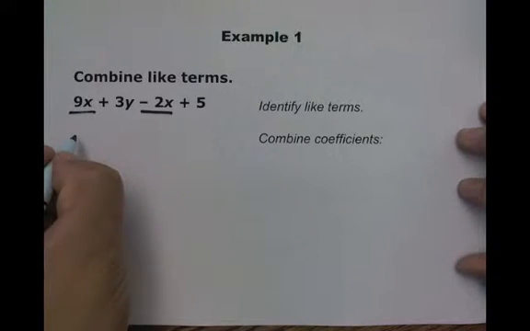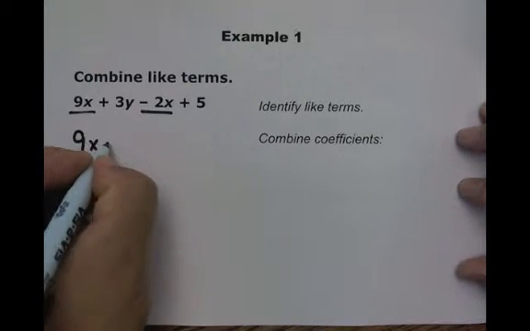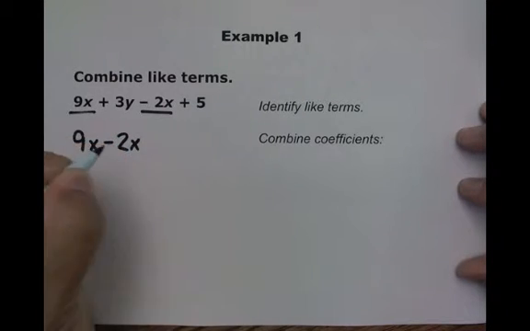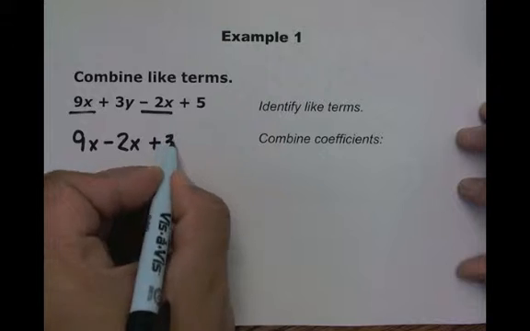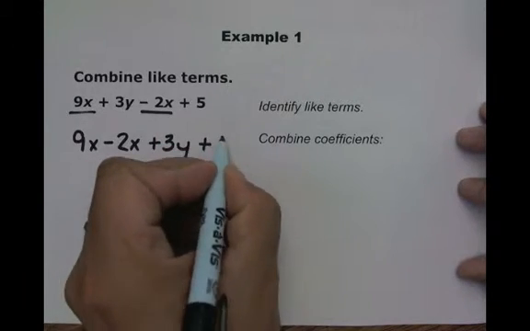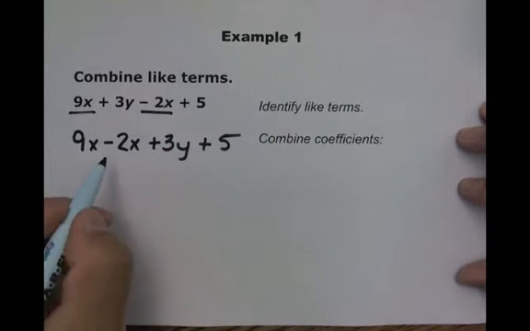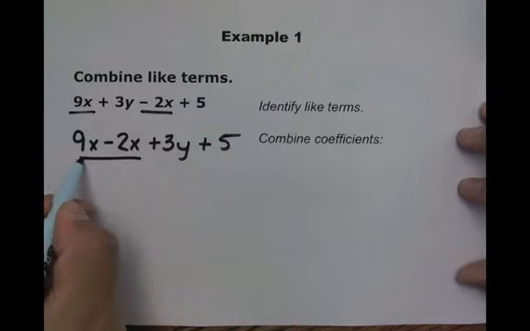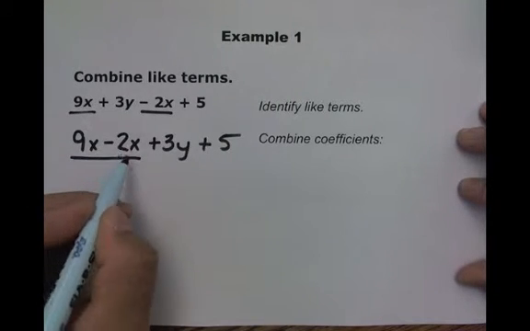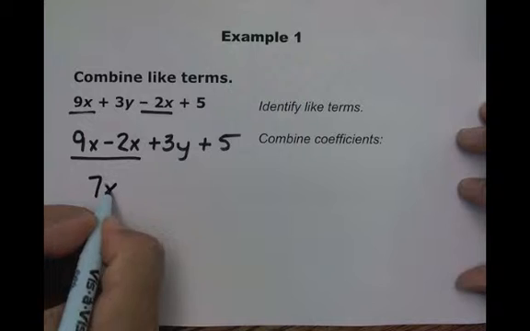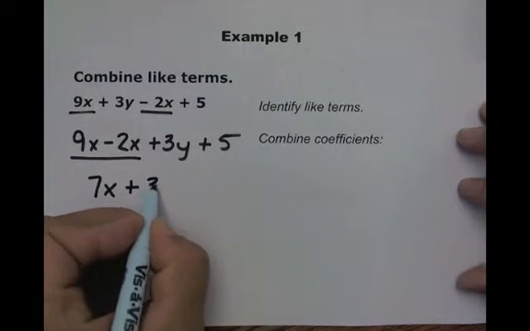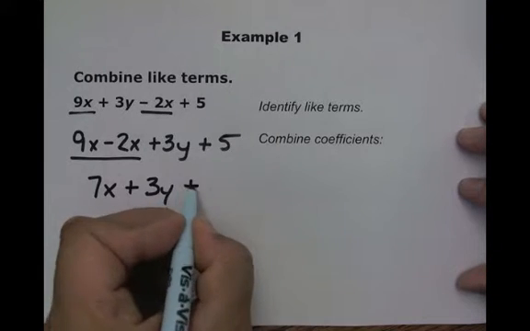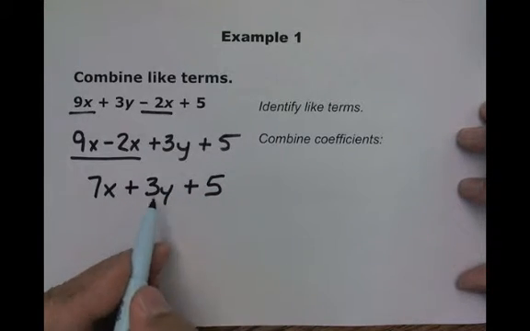So when I rewrite this, I'm going to get 9x minus 2x, and I'm going to bring down everything else. So plus 3y plus 5. The x's match, so I can combine those. So 9x minus 2x is 7x, and then I just bring the remaining terms down. Plus 3y plus 5. Now no other term matches.